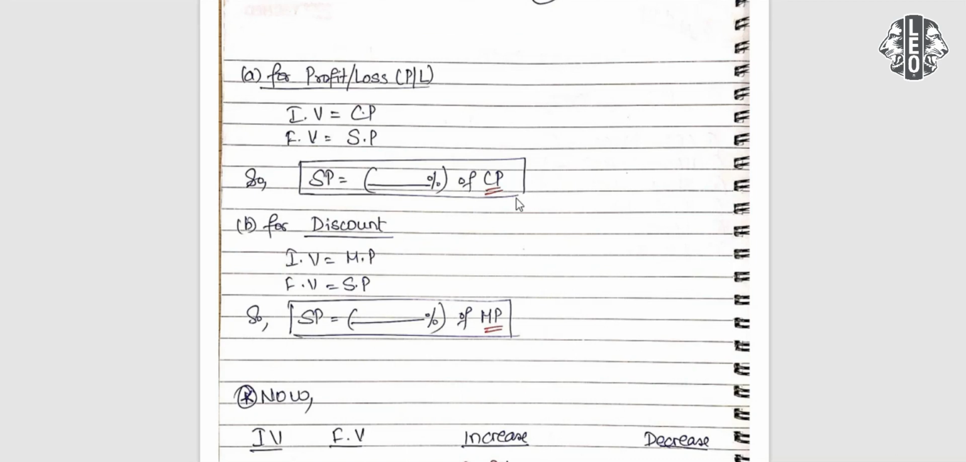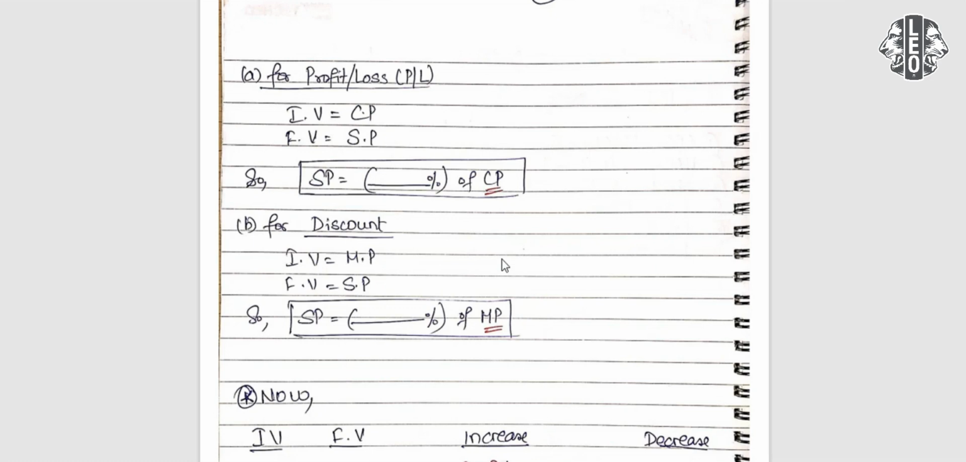Now for discount, as mentioned in the flow chart before, the initial value is not going to be the cost price, but it is going to be the marked price or the labeled price. Please note this down. Initial value is going to be your marked price. Final value is going to be your selling price. You could just substitute in the skeleton formula: final value is equal to dash percentage of initial value.